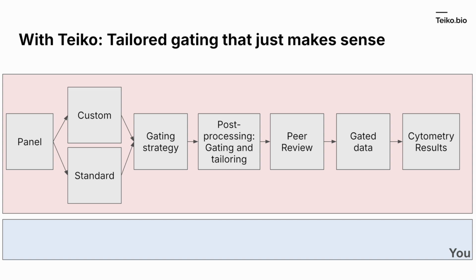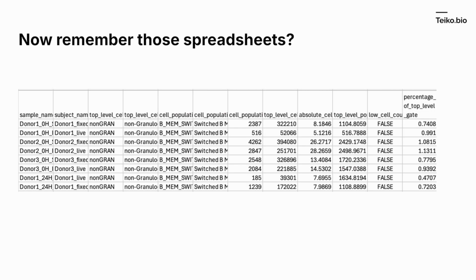By contrast, with Takeo, we give best of machines, so we have tailored gating that just makes sense. For our standard panels, we have a gating strategy. We show that to a customer, and then he or she can give us instructions like add this. So we do things like gating and tailoring, and then we'll do independent science review internally, and then show that data set to our customers who approve it. We turn that into gated data. We get great cytometry results.